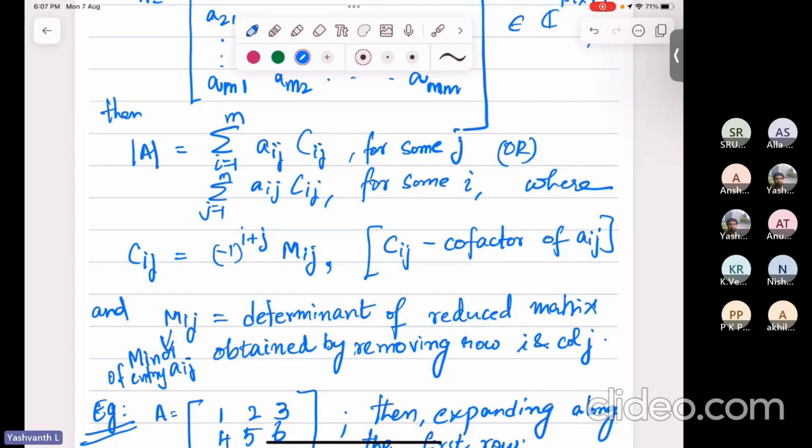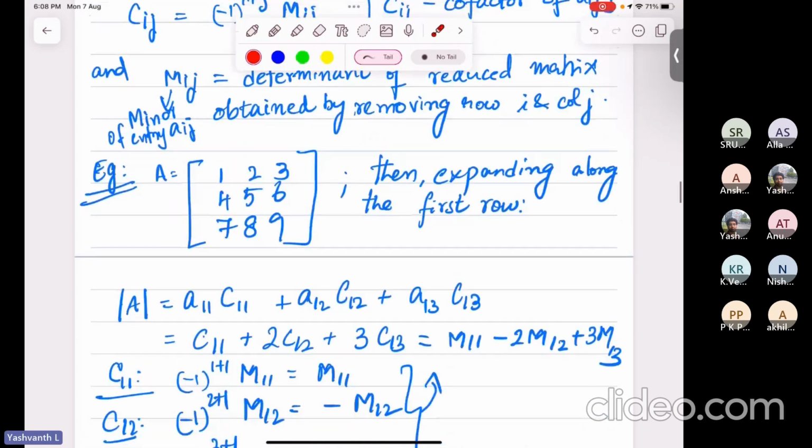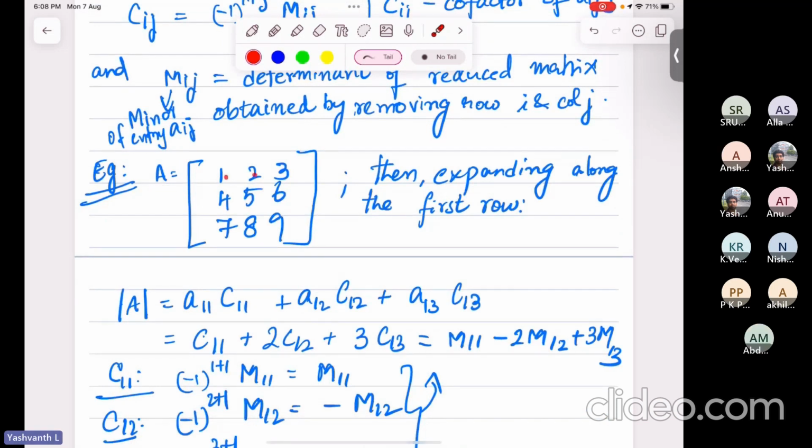Sure, fine. Thanks. So m_ij is called the determinant of the reduced matrix, which is obtained by removing row i and column j. So having set up the definition, let me quickly go over an example of how to compute the determinant of a matrix. For example, let me consider matrix A equal to 1, 2, 3, 4, 5, 6, 7, 8, and 9. Then one way to compute the determinant is by expanding the determinant along the first row.